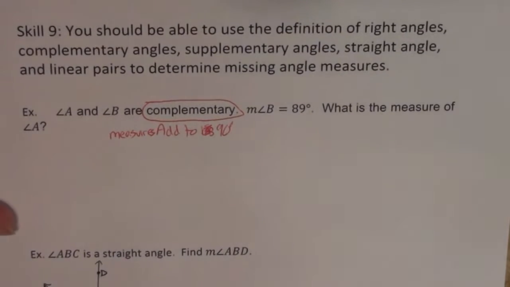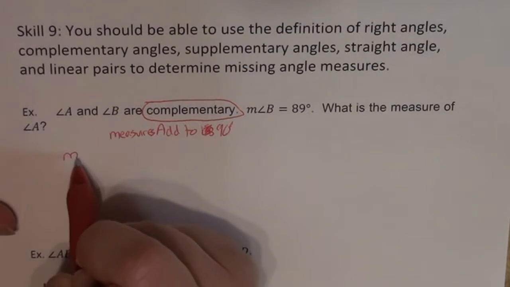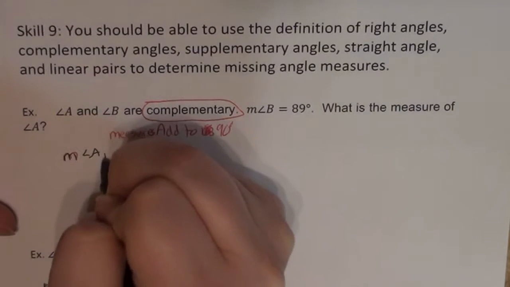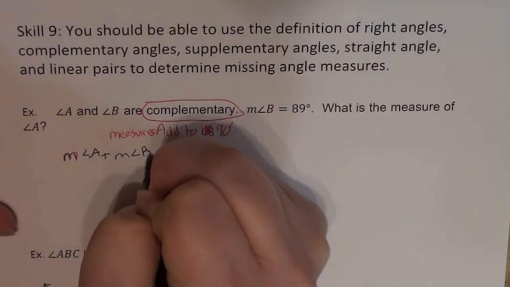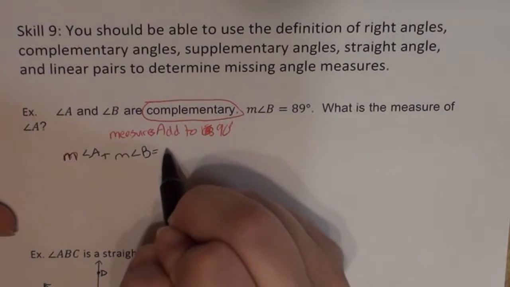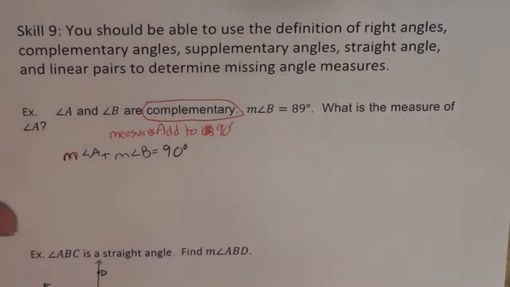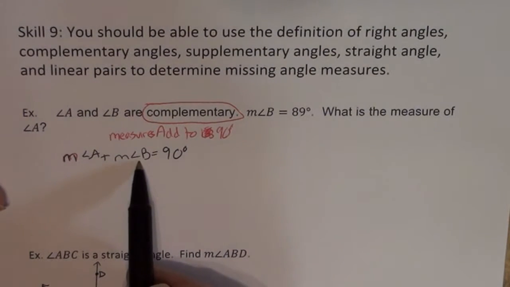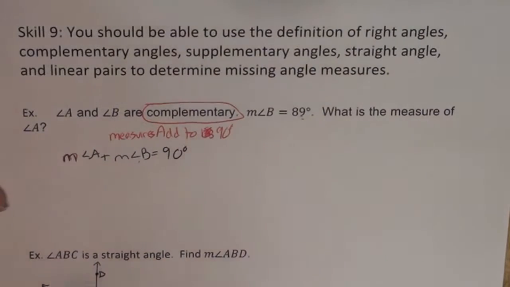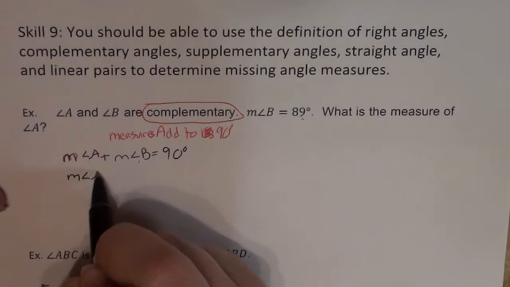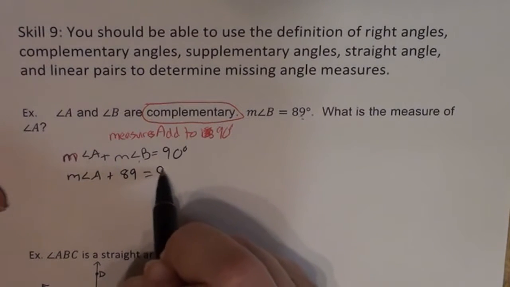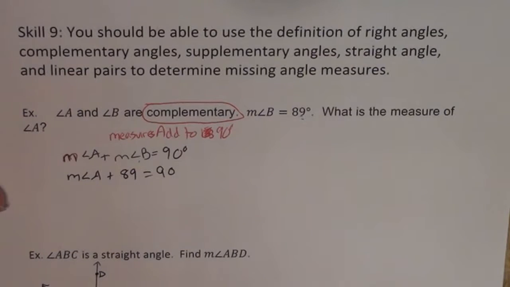So what do we do? We take the measure of angle A, plus the measure of angle B, and together they should add up to 90 degrees. Well, the nice thing is that we know the measure of angle B. We're told right up here, the measure of angle B is 89 degrees. So what that means is the measure of angle A plus 89 must equal 90. And now we have a nice equation that we can solve.